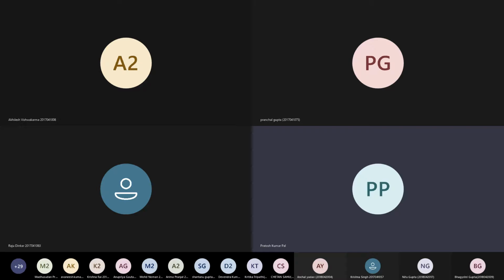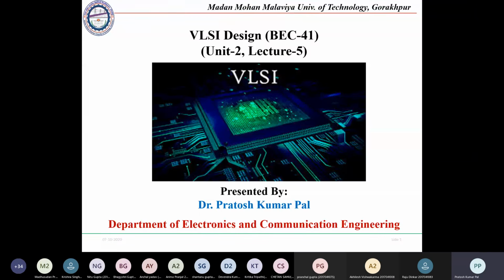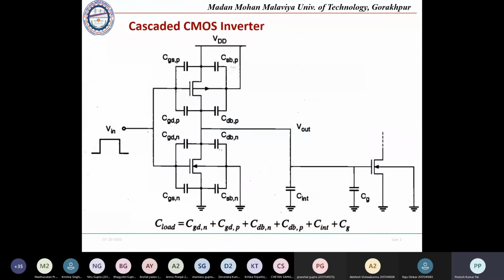In the previous class, we have seen how the CMOS inverter works with respect to different regions of operation of the NMOS and PMOS connected in the CMOS inverter. Once we have analyzed that, we will go on to analyze the switching characteristics of a CMOS inverter.